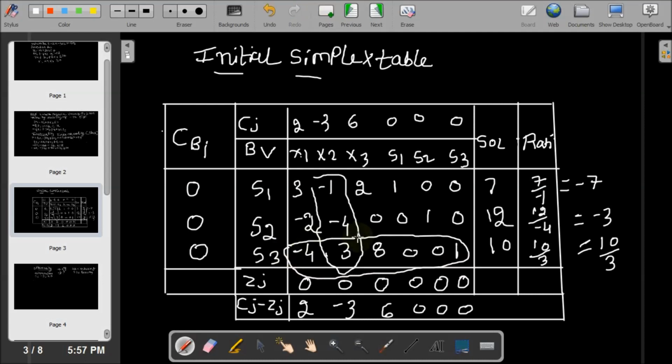Getting, guys? So this is my key column. This is my key row. Now what is my key element? You can see this intersection point. So this is my key element. So what is my key element here? My key element will be 3. The intersection point you have to choose, so that my key element is 3 here. Getting, guys? Now you found out the key column, key row, and the key element 3.